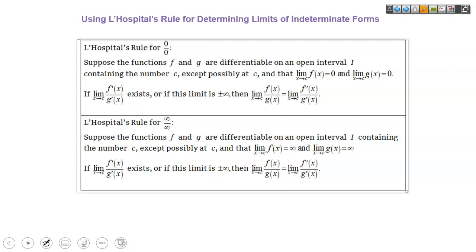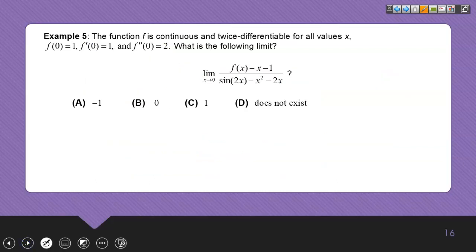The last part of Unit 4, because for whatever reason they threw L'Hopital's in here, which we've reviewed so many times, I think we'll all ace the L'Hopital's problems, is L'Hopital. So one last L'Hopital review. It says F is continuous and twice differentiable. If it's twice differentiable, then it is also twice continuous. Remember, differentiability implies continuity, not the other way around.